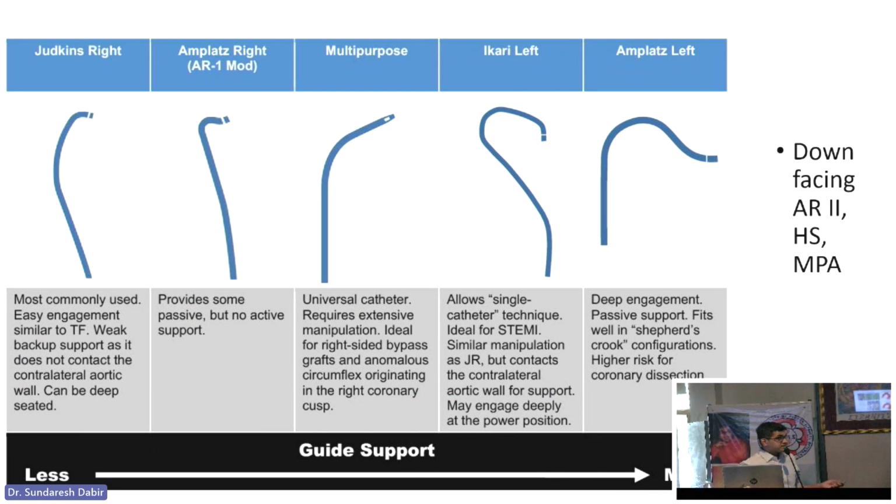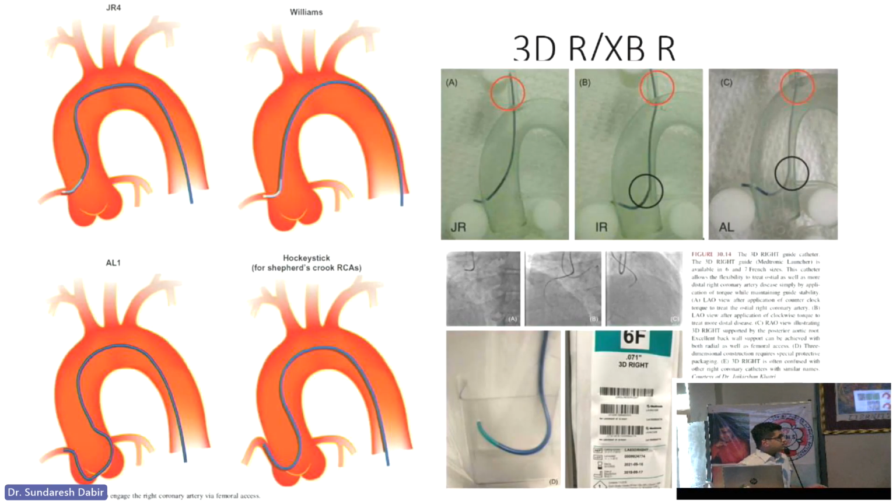So this is how the catheters sit, when you're going femoral or radial. Okay, so you can see how the AL is sitting, right? Whenever you want to disengage the AL, you have to push the catheter down, not pull it. If you pull it, you will dissect the ostium. Okay.